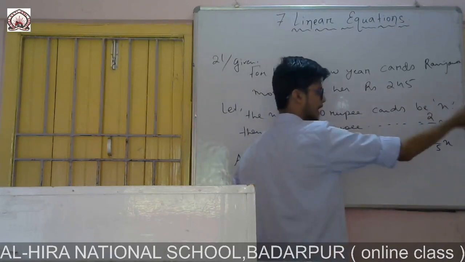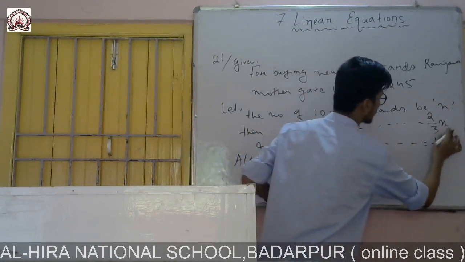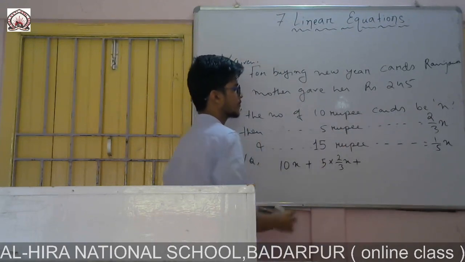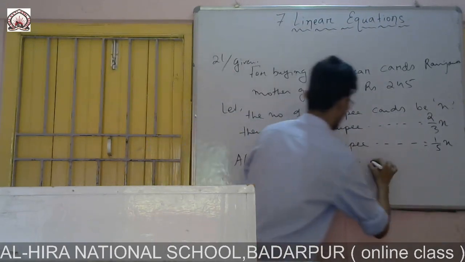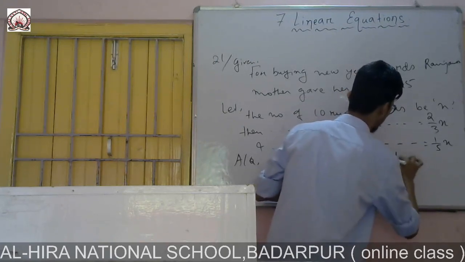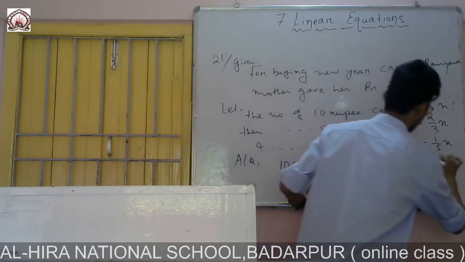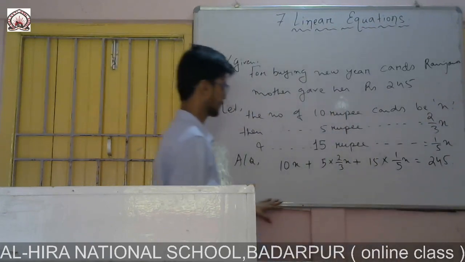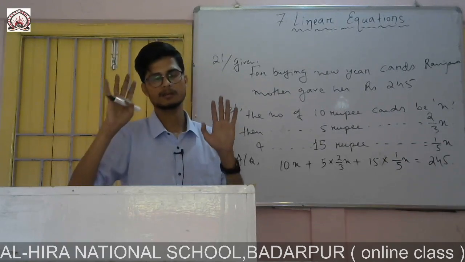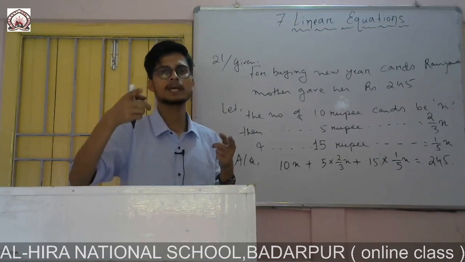If the 5 rupee cards were 5, then it will be 5 into 5, 25. So we don't know what the value was, but here we found that it is 2/3 of x. This is the number of 5 rupee cards. That means if I multiply this with 5, I will get the cost. And on that side it is 15 into 1/5 of x, which will be equal to 245. So this is the total amount. Again I am saying, if I have 7 10 rupee cards, how much amount did I spend? 7 into 10, it is 70.